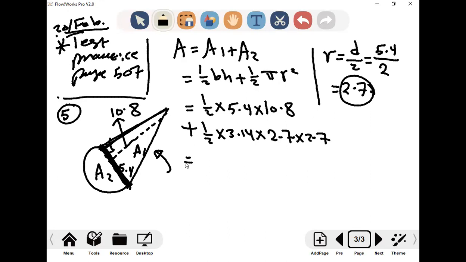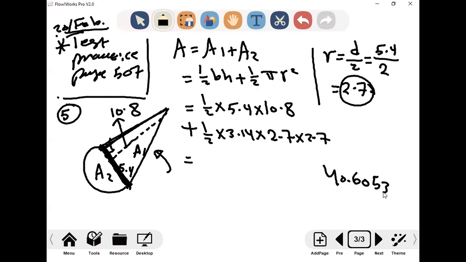Right? Now multiply, add, calculate. We have half multiply 5.4 multiply 10.8 plus another half multiply 3.14 multiply 2.7 multiply 2.7. The whole answer is 40.6053. This is the whole answer in your calculator, right?